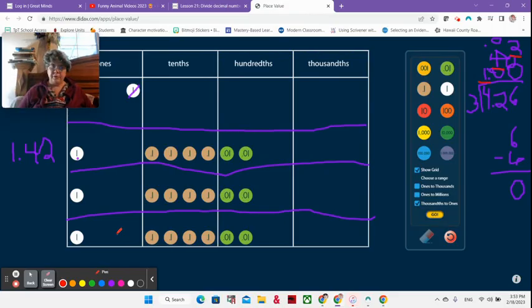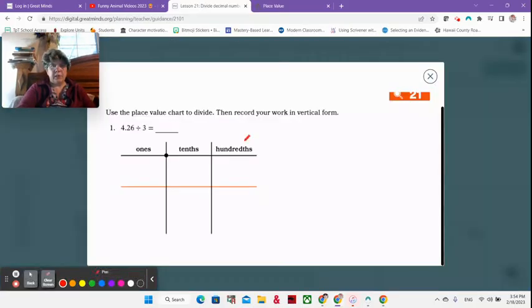Nice. Is that close to what you were estimating? If I have 4 and I'm dividing it by 3, it's going to go in a little bit more than 1 time each, right? I have 4 cookies and 3 people. Each is going to get a little bit more than 1, but not a whole one. So you see how 1 and 42 hundredths is our answer. Okay, nice job. Let's go back to our book here.